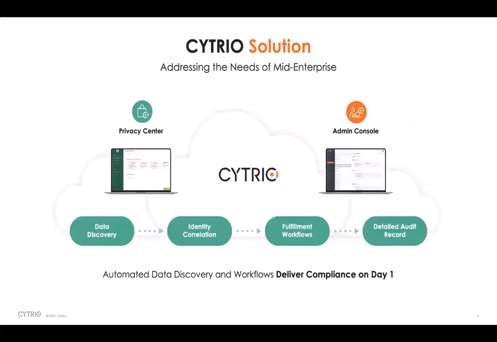At CYTRIO, we have a cloud-native SaaS data privacy rights management platform. At the core of the platform is automated data discovery of all PI data at scale and correlation of the PI data with the data subject identity. Built on top of this foundation are 2 modules we are going to walk you through today.